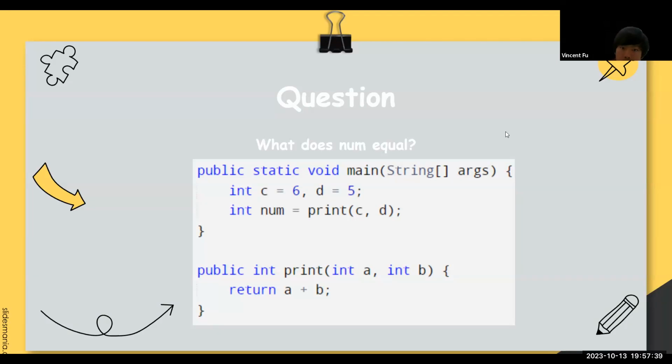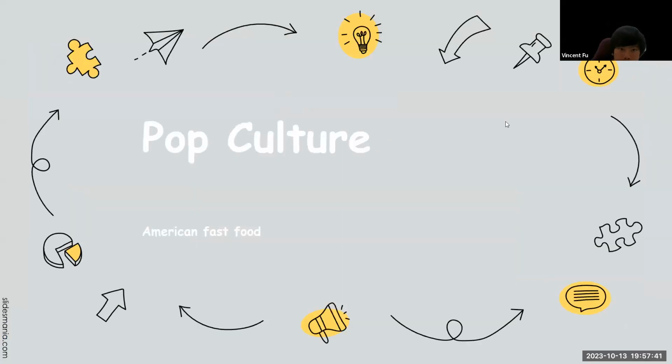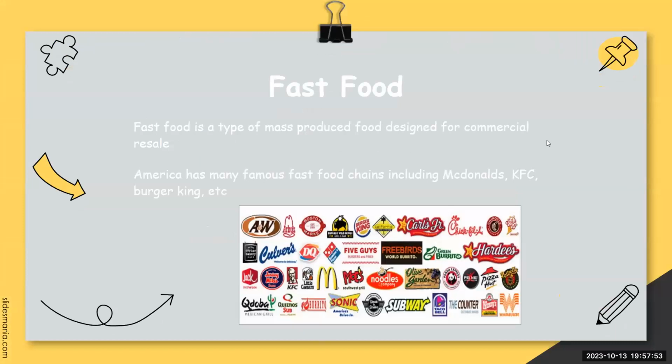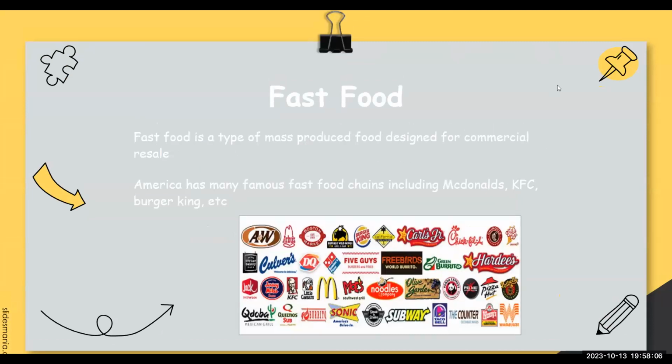So that's it for computer science, and now we're moving on to pop culture. For pop culture, I'm going to be talking about fast food. Fast food is basically a type of mass-produced food designed for commercial resale. America has many famous fast food chains, including McDonald's, KFC, Burger King, and others.